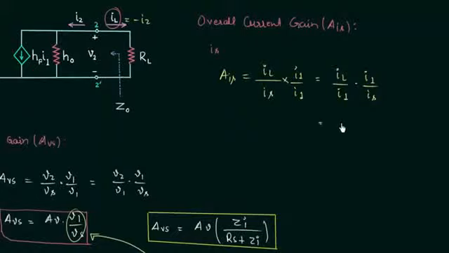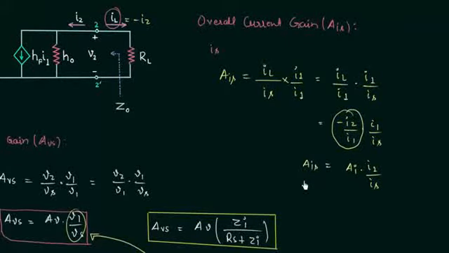So we have minus I2 divided by I1 multiplied with I1 divided by IS. Minus I2 by I1 is equal to the current gain. So we have AI multiplied with I1 divided by IS, which is equal to the overall current gain. You can remember this form of the overall current gain.